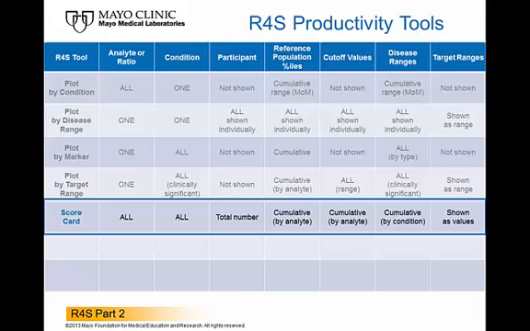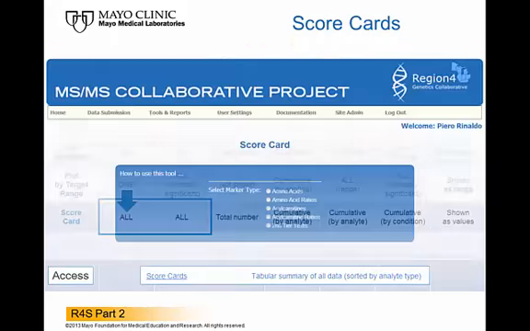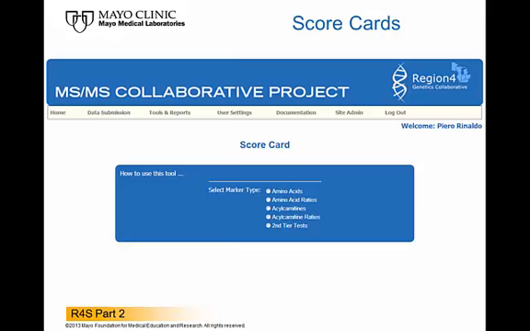The scorecard provides a dynamic instead of a static report of the cutoff target ranges, one that is kept constantly up to date. The scorecard summarizes the data of all significant analytes and ratios for all conditions. Access is from a link of the home page, like all other tools. This slide shows the selection window of a scorecard.